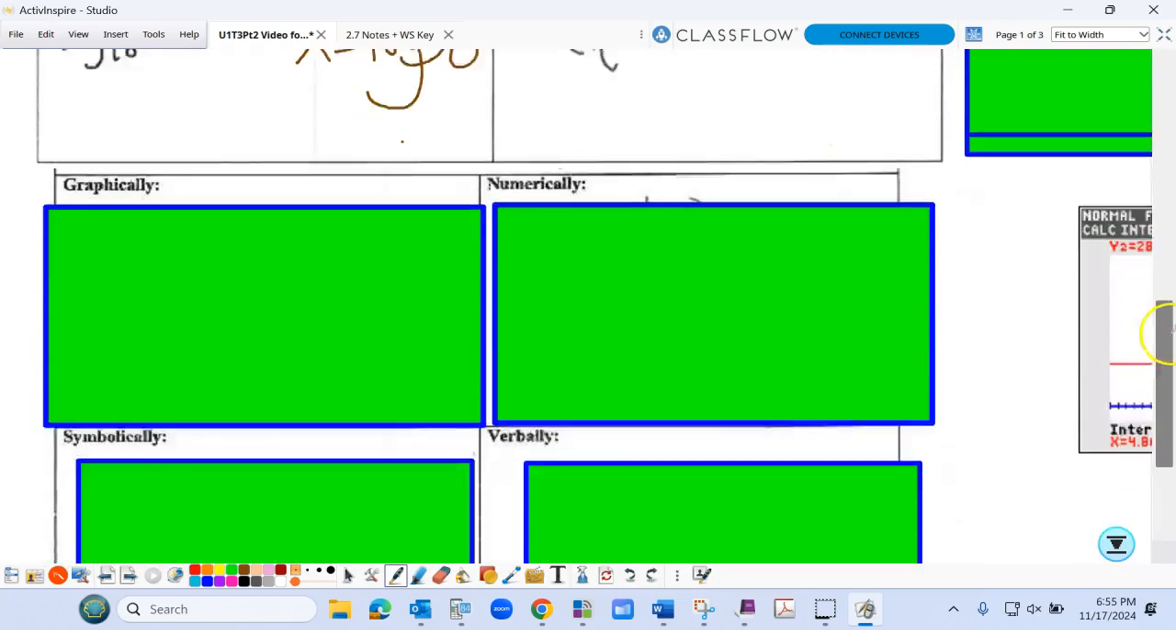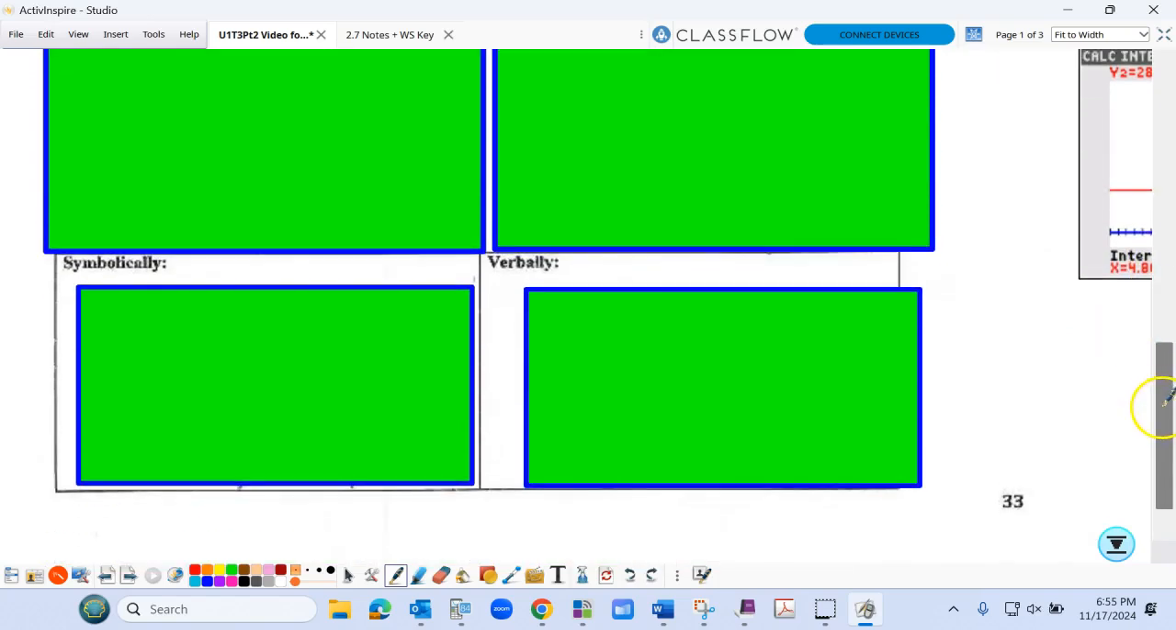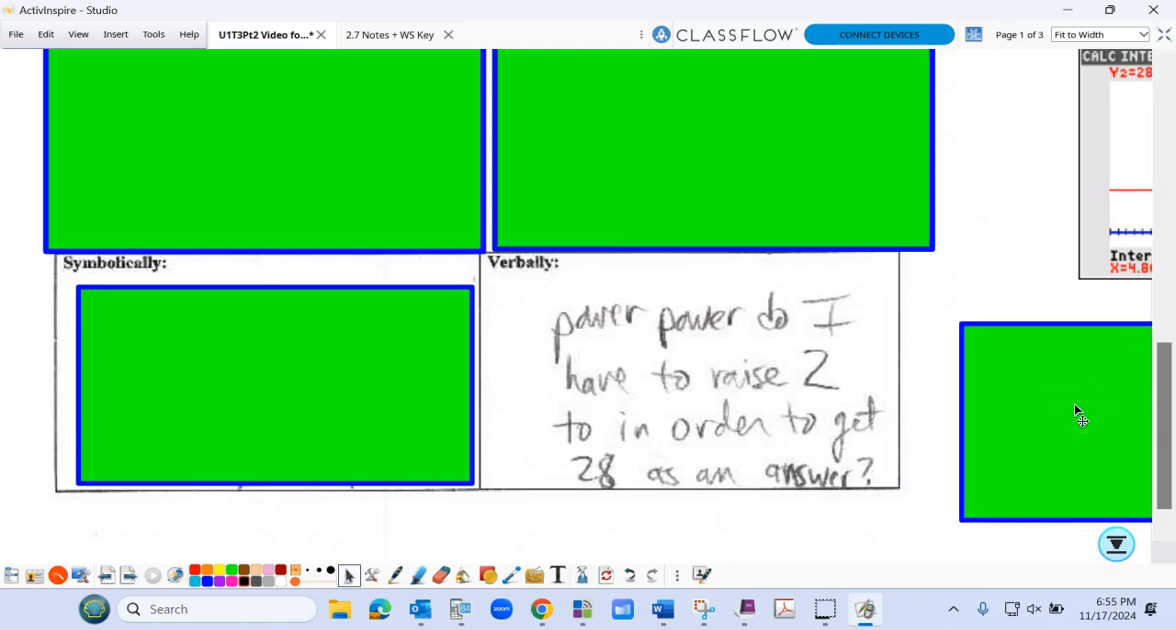Next problem on the same page, we'll do it the same way. If we talk about it verbally, we're going to say, what power do I have to raise 2 to in order to get 28 as an answer? Well, obviously I wrote power twice. You can ignore this. And then hit pause so that you can write down this verbal way of solving the problem.